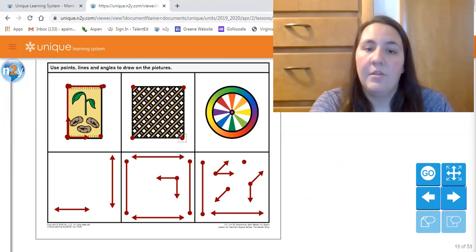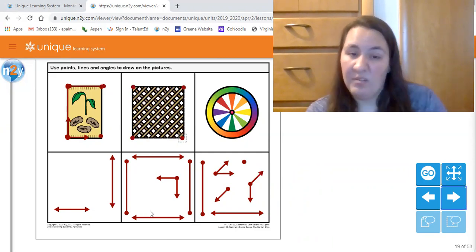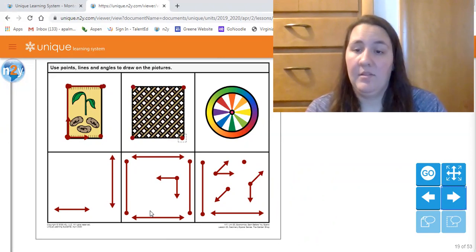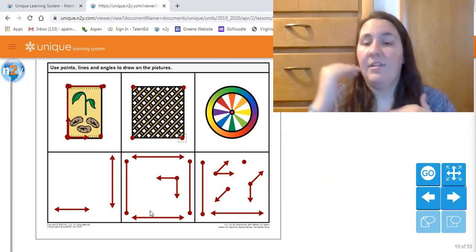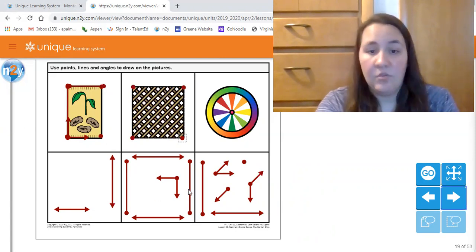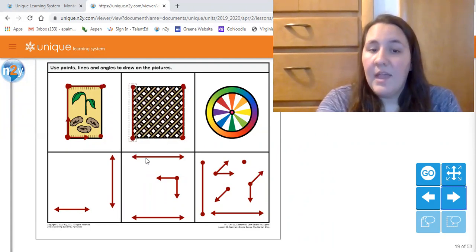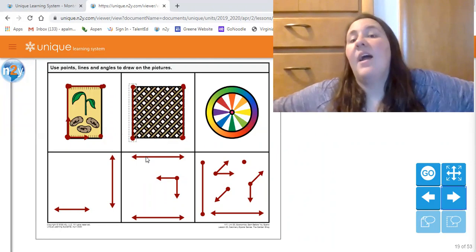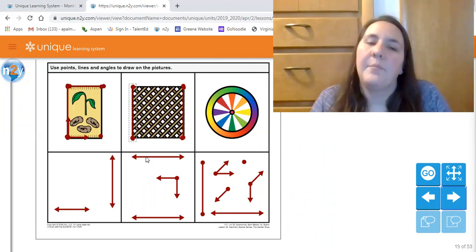For this one, because we have points on the edges, I'm going to ask you the same question I asked before. Should we use lines or line segments? Beautiful. Line segments, because these lines have stopping points, right? They have points on the end and they do not continue to go forever and ever. So I have a line segment here, and I have a line segment here. A line is just like a line segment, but it would keep going on forever and ever, which means our shape would just keep going on and on, and we don't want to use that.